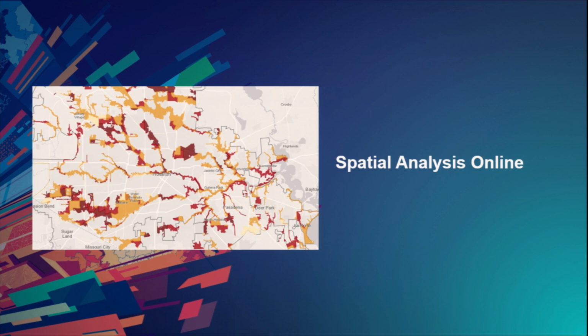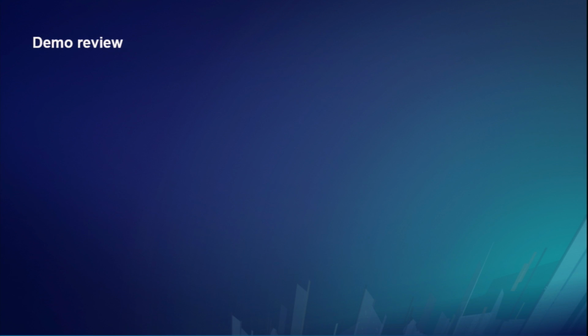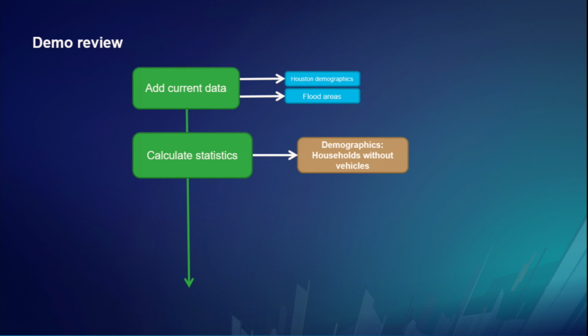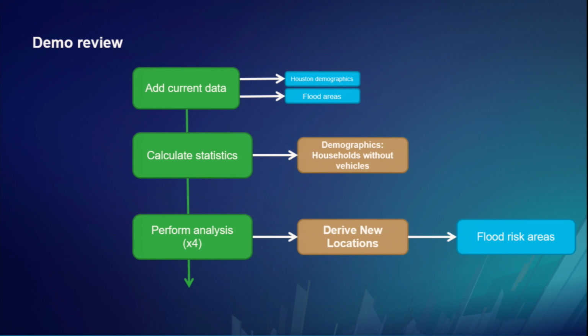So I'll just do a brief recap of what I just did in that demo. So we added the data, we added the demographics and the flood areas. We also had a boundary. We calculated the statistics on our demographics to see the average and the standard deviation. And then we used derived new locations 4 times to find different levels of flood risk. And then we reviewed our results and thought about what we might use this map for in a real world situation.